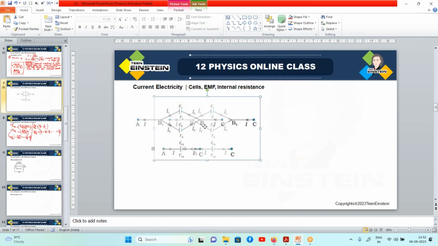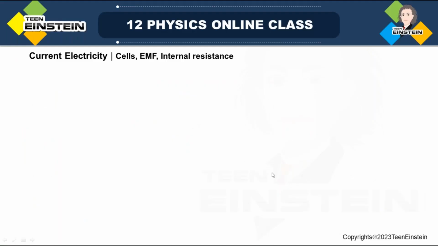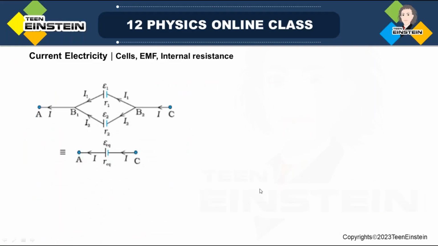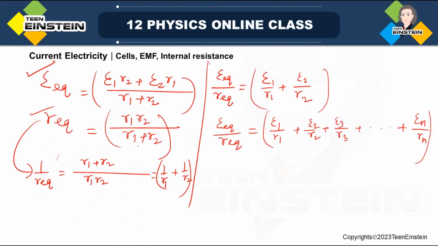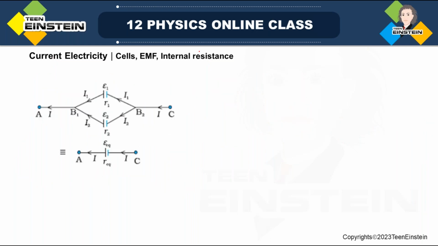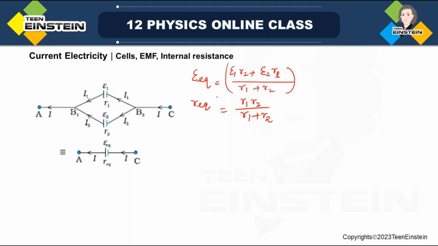I'm just going to bring this way. I'm going to write the formula here. So what we have got, E equivalent is E1 R2 plus E2 R1, divided by R1 plus R2. And then the equivalent resistance is R1 R2 divided by R1 plus R2. This is the parallel combination of the cells.